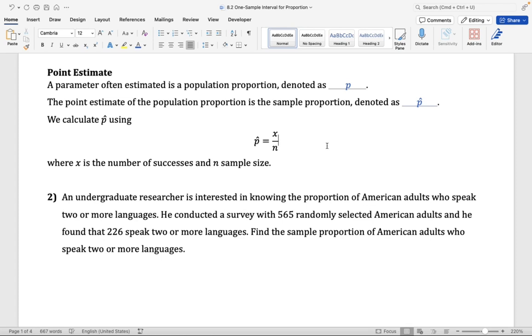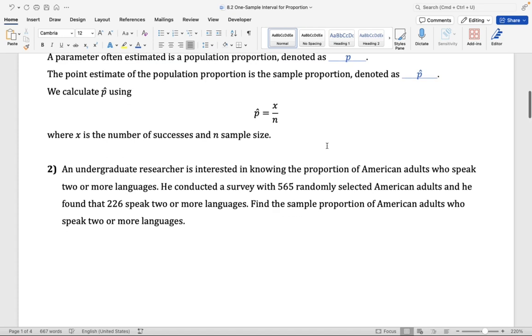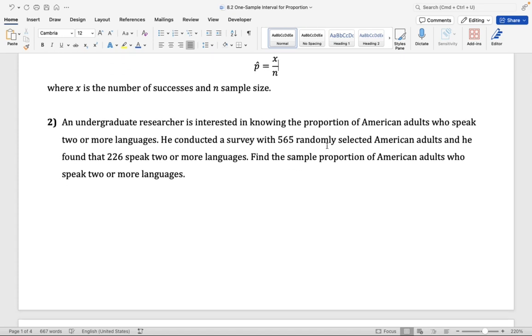Now, to help you practice finding a sample proportion, I have the exercise here below. We're going to read the problem together and then you're going to be finding P hat on your own. So we have an undergraduate researcher who's interested in knowing the proportion of American adults who speak 2 or more languages. He conducted a survey with 565 randomly selected American adults, and he found that 226 speak 2 or more languages. Your goal is to find the sample proportion of American adults who speak 2 or more languages. In other words, you need to find P hat.